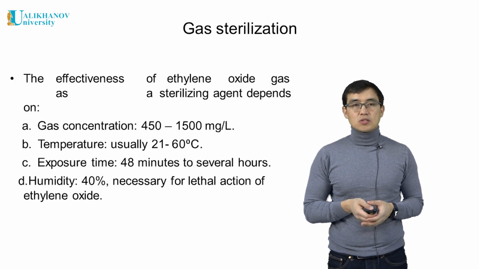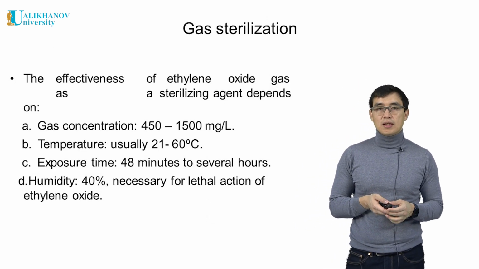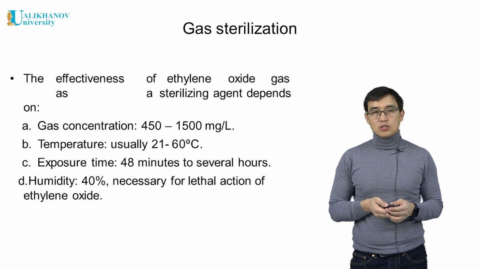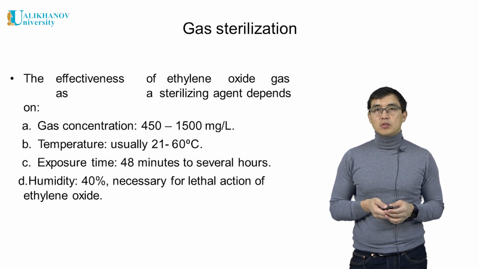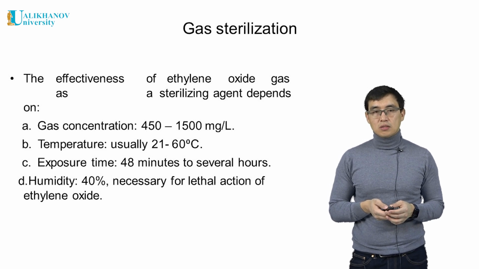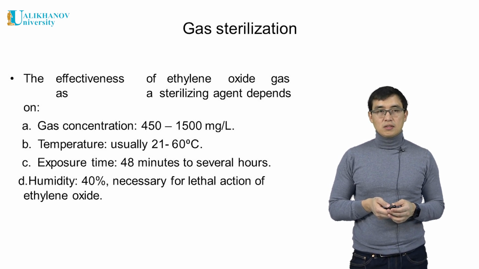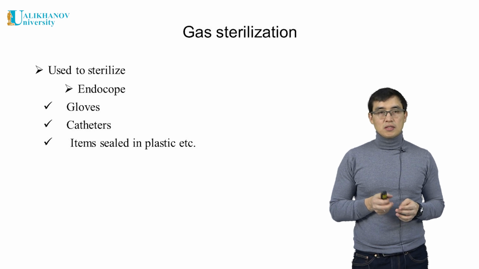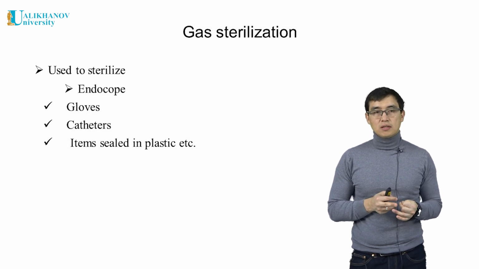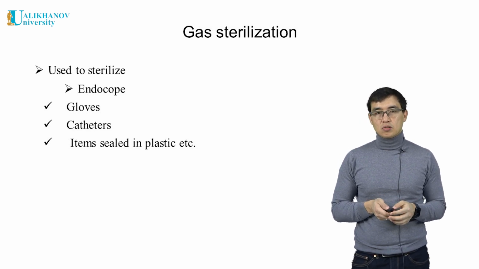The effectiveness of ethylene oxide gas as a sterilizing agent depends on gas concentration, temperature, usually 21 to 60 degrees Celsius, and exposure time, 48 minutes to several hours. It is used to sterilize endoscopes, gloves, catheters, items sealed in plastic, and so on.